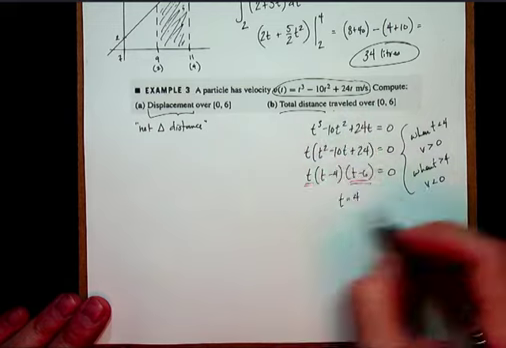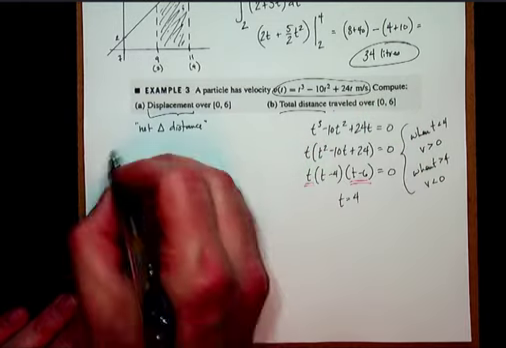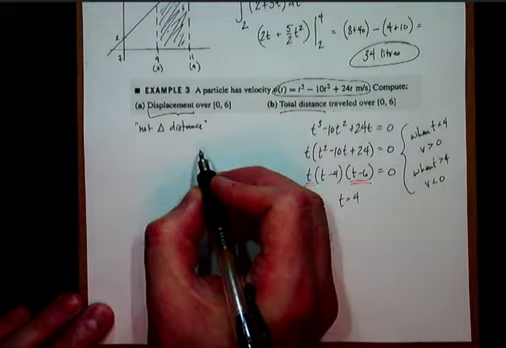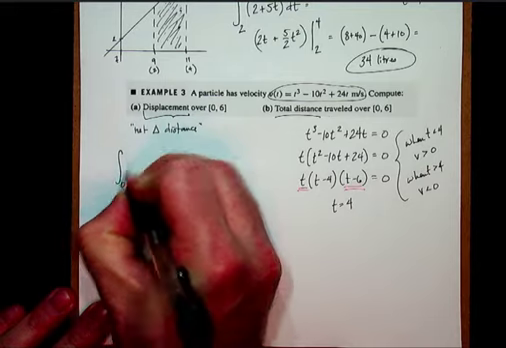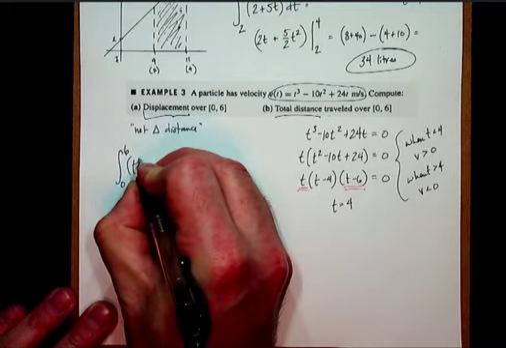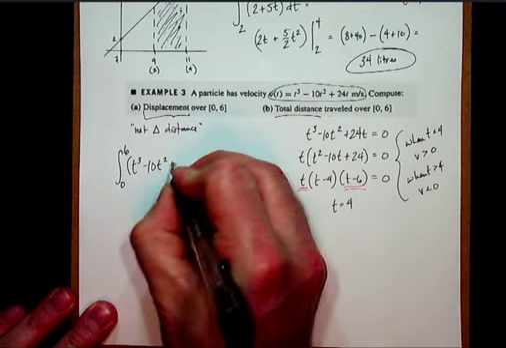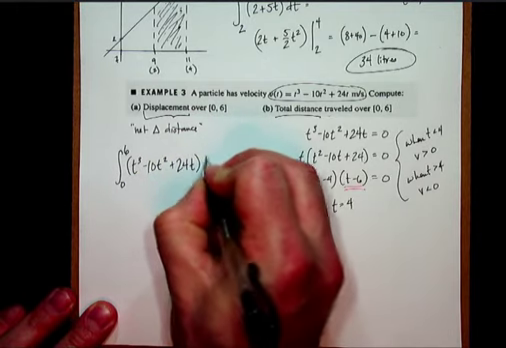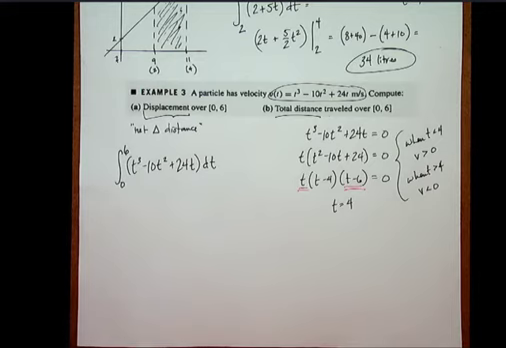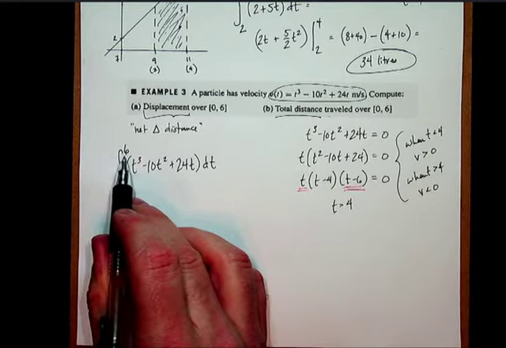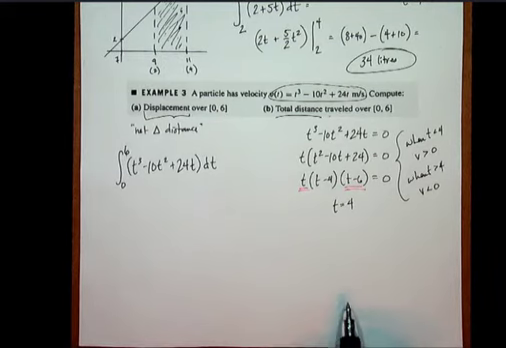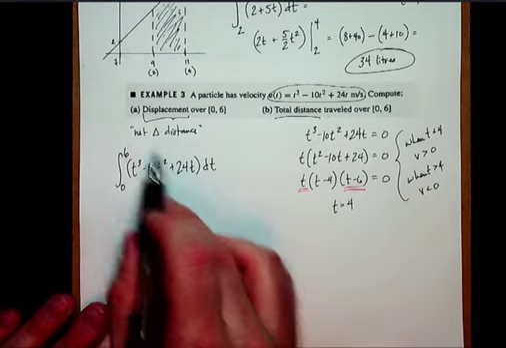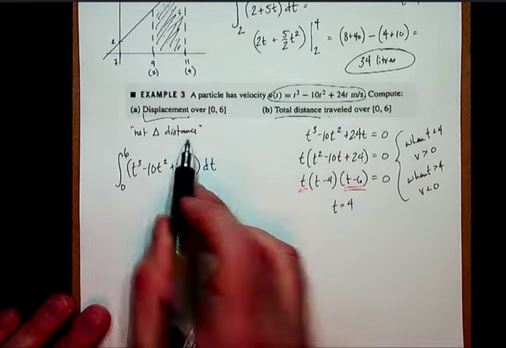Now this, of course, we only have to deal with in terms of total distance. If we're just dealing with the net change, we don't really have to do anything at all. We simply have to accumulate from 0 to 6 of t cubed minus 10t squared plus 24t dt, and this will tell us how far it is away from its starting point at t is equal to 6. It won't tell us how far it went, total distance. It'll simply tell us what the net change in distance is. So let's go ahead and do that.